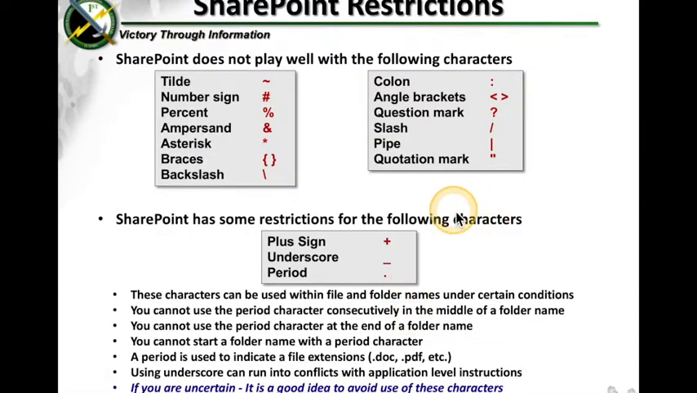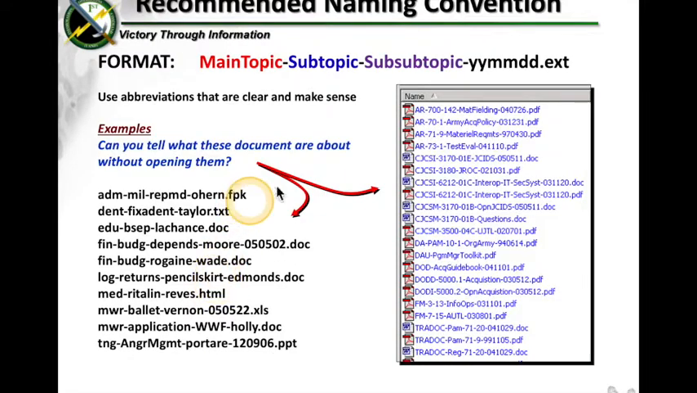SharePoint has various characters it doesn't like, and some it will sort of like or accept, but it's best to avoid some of these. So here's a recommended naming convention. You work with a main topic and then the next most significant subtopic, and then subtopic, and year, month, day. You don't always have to have a date time group on your document, but it's very good for version control. Work like this, and it helps all the different things sort together.